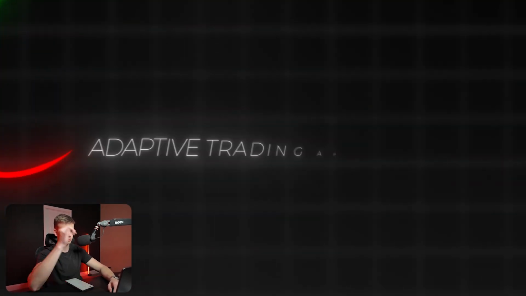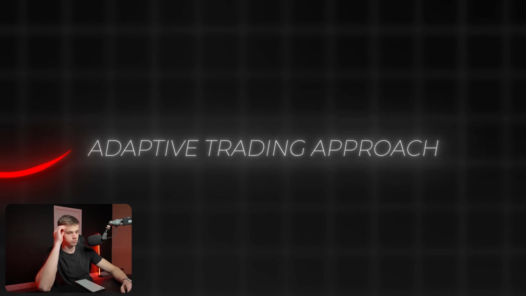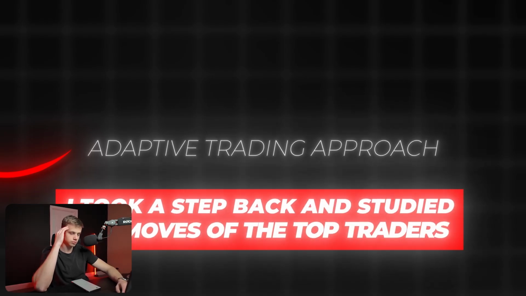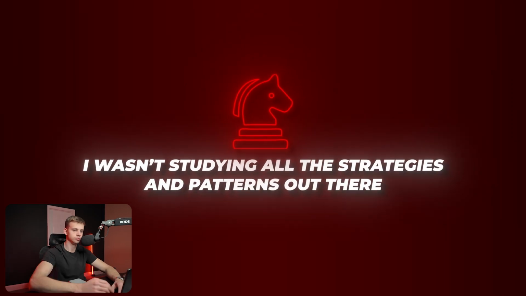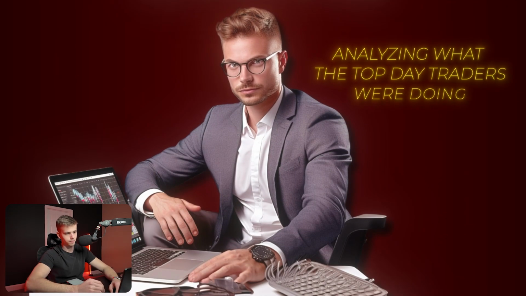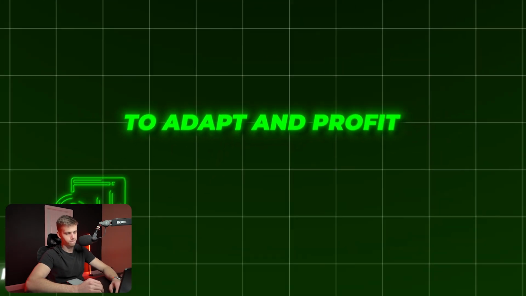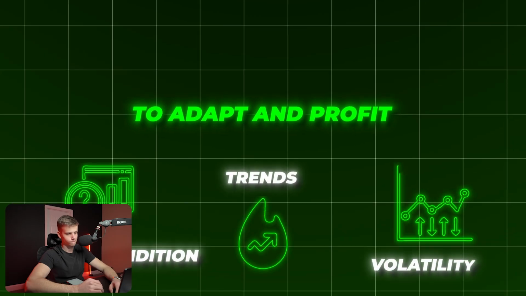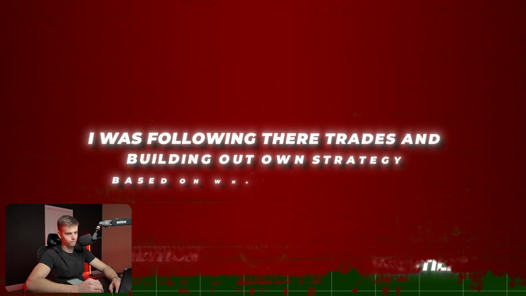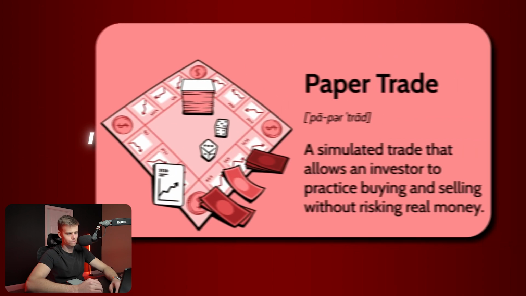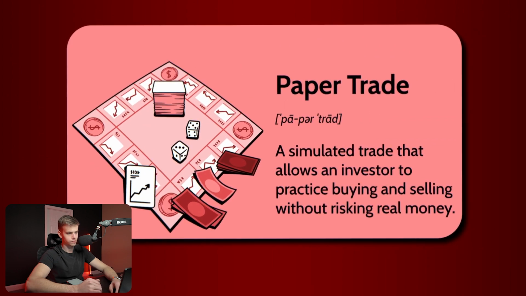So after being stuck on this hamster wheel of trial and error for months on end, I came across this adaptive trading approach. It wasn't an overnight change. What happened was I took a step back and studied the moves of the top traders, all the while refining my strategy. I wasn't studying all the strategies and patterns out there. Instead, I focused on analyzing what the top day traders were doing to adapt and profit, regardless of the market conditions, trends, or volatility. For 2 years straight, I was following their trades and building out my own strategy based on what I was learning. I practiced in a paper trading account, putting in the reps on a daily basis.